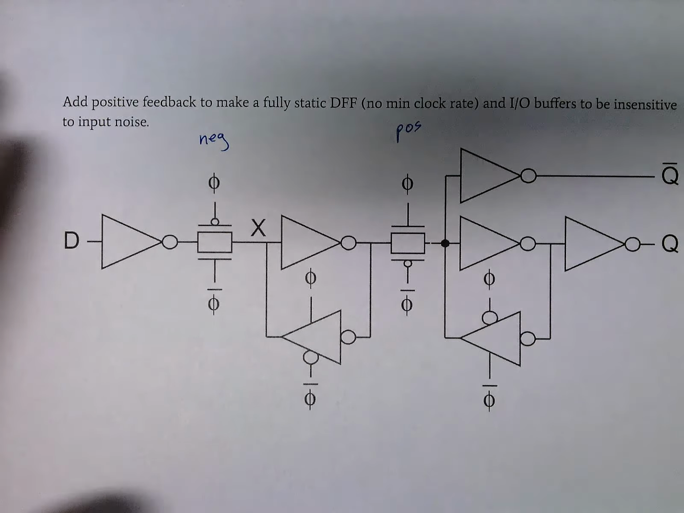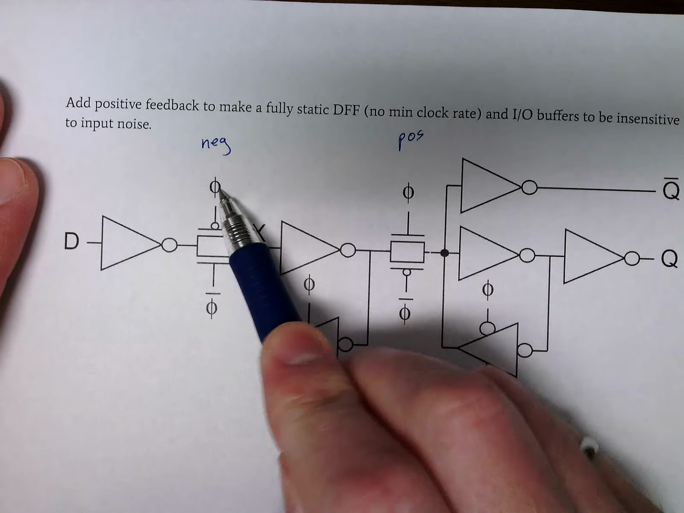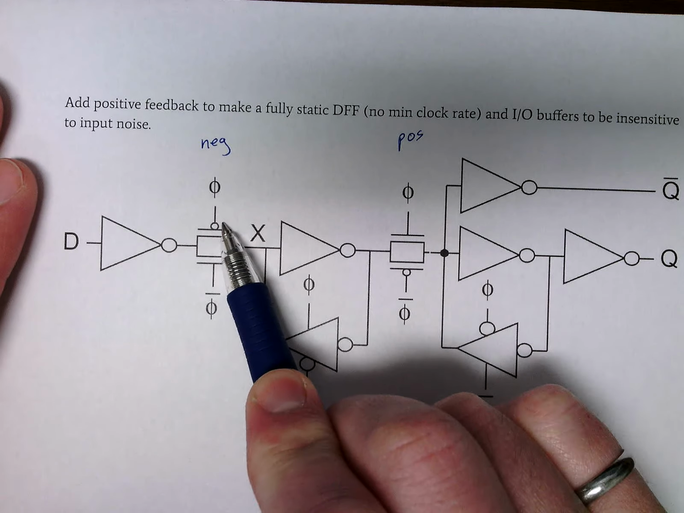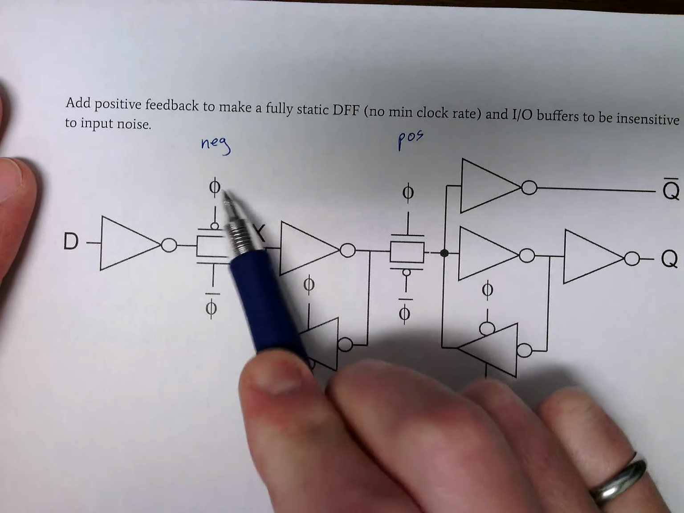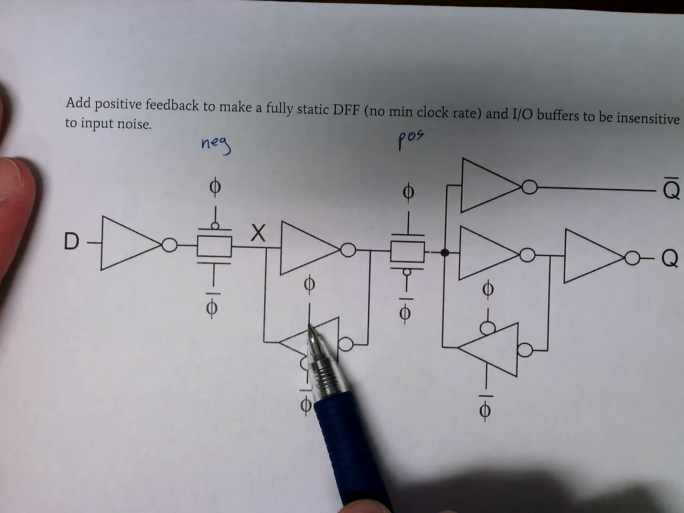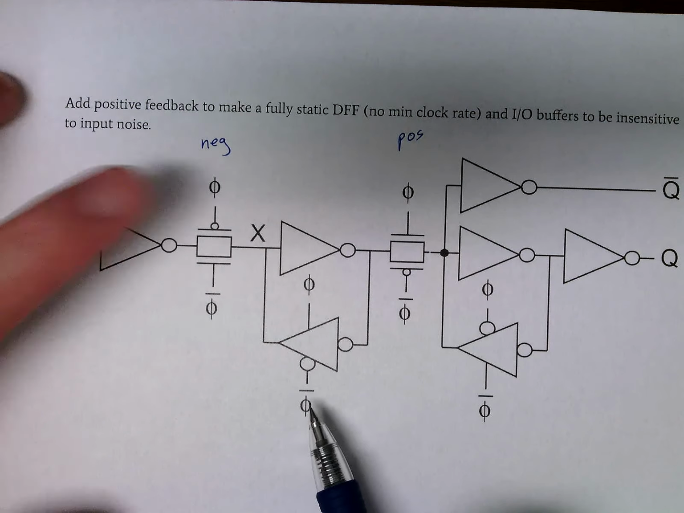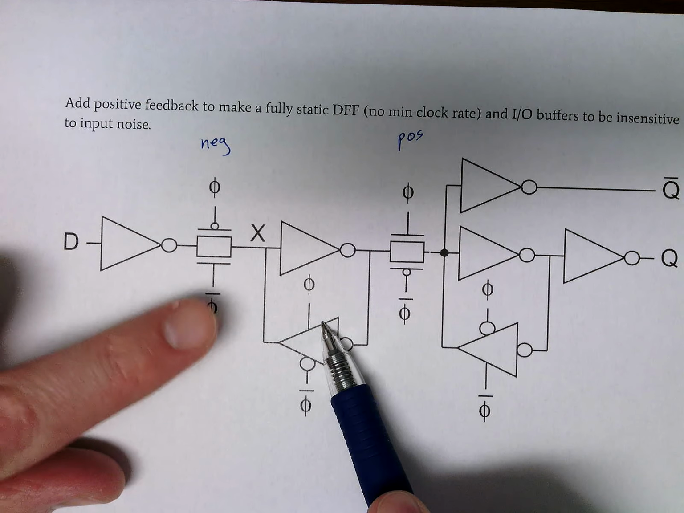Okay, there's my pen. This is a negative latch. Phi is attached to the PMOS transistor. Phi bar is here, so when the clock is low, this is on. When this one is on, I want this to be off, so this is opposite. So phi bar is attached to the PMOS. Phi is attached to the NMOS in this one. Phi bar is attached to the NMOS in that one.